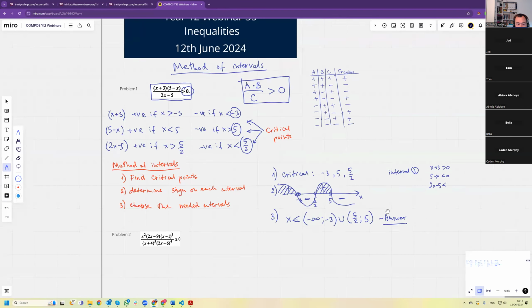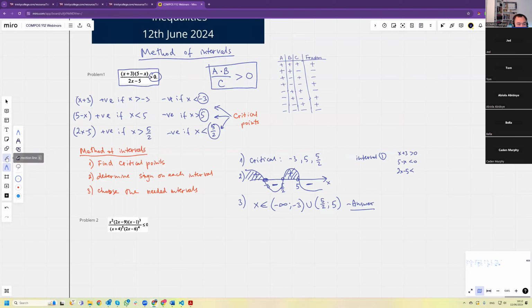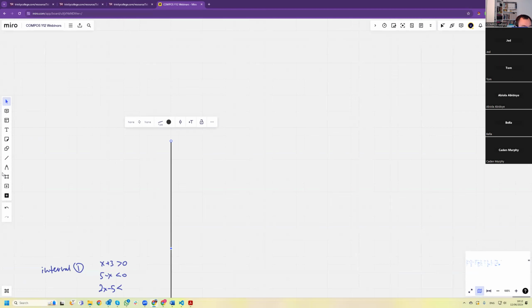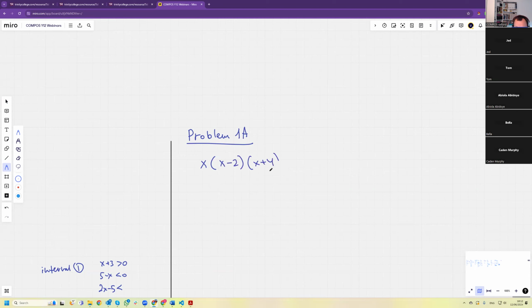So let me show you how this can be done really quickly. I'll take another similar problem, maybe slightly more involved. I'll call it problem 1a: x multiplied by (x minus 2)(x plus 4), divided by (x plus 1)(x minus 7), and let it be less than 0.